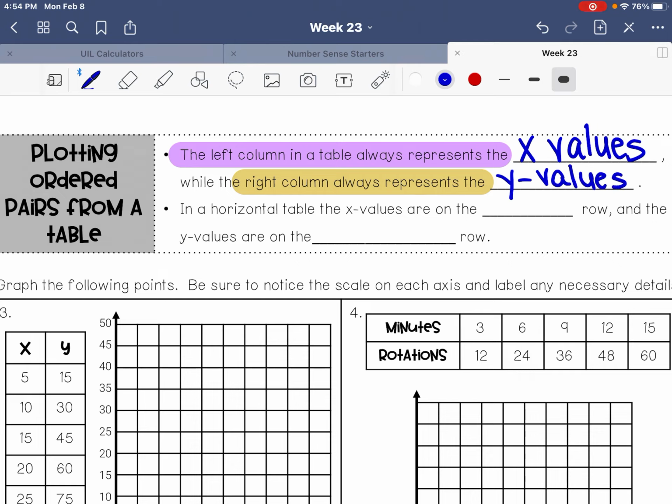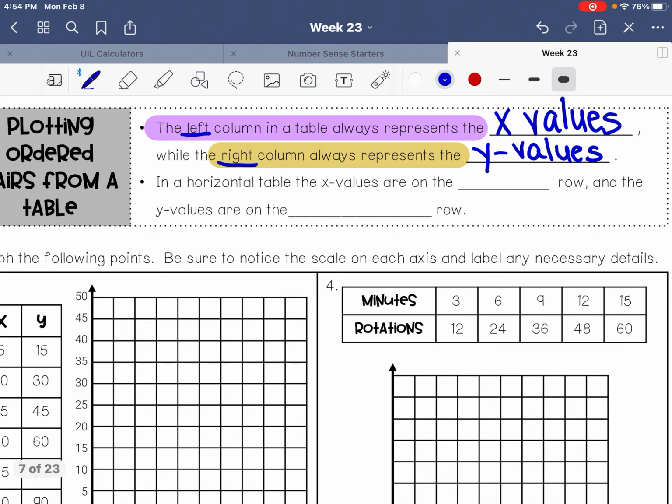Now, I say that although you may be given different letters, we know that the x values are the independent values and the y values are the dependent values, and that's what we're really talking about here, but we're going to get into that more tomorrow. But just know that the horizontal line is always going to be the values in the left column, and the vertical line will always be the values in the right column from a table.